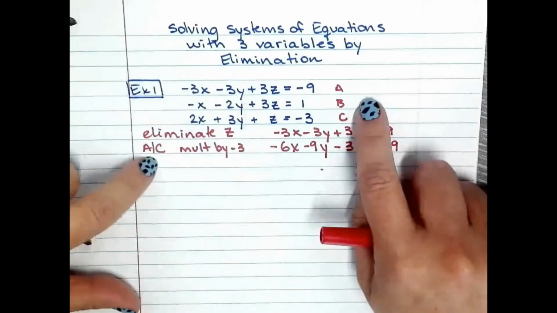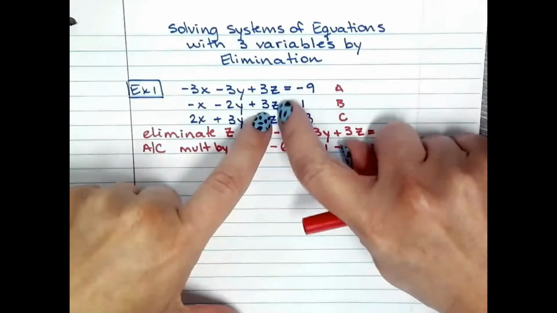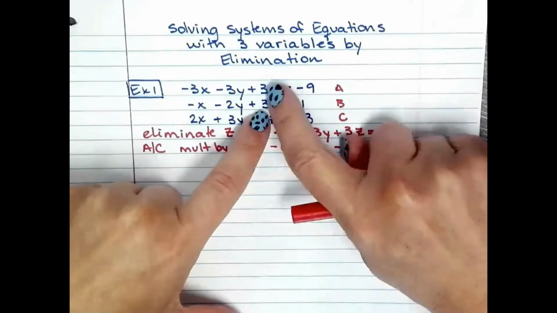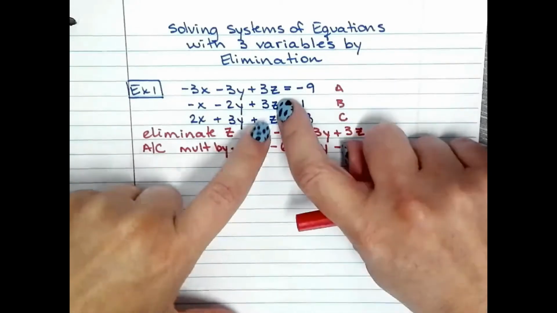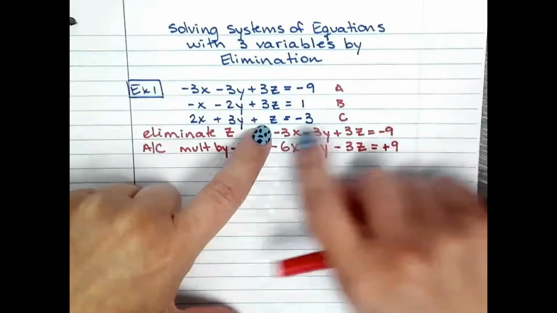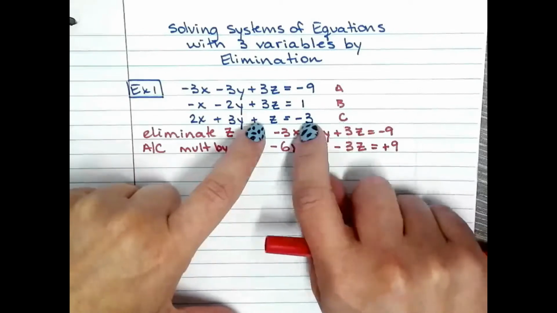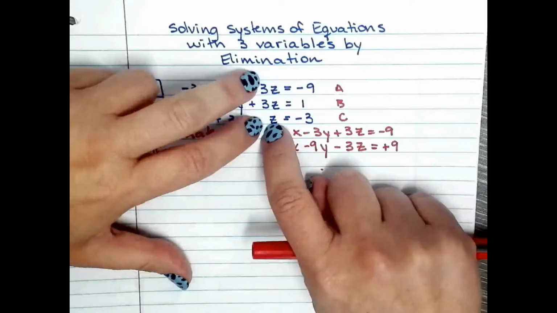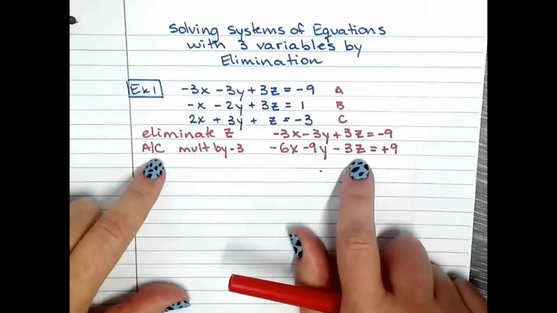So the first one, we're choosing to eliminate z because these two are already the same. I just need to change the sign on this one, because positive 3 and negative 3, voila, eliminate z easily. And when I look at A equation and C equation, if I just multiply the C equation by negative 3, then I know the positive 3 and negative 3 add up to 0. So that's where I stopped.